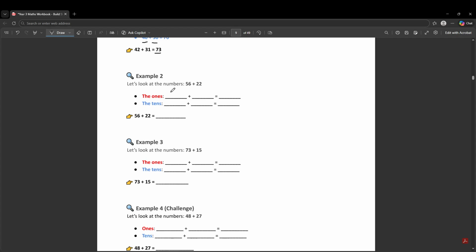Now let's have a look at another example. 56 plus 22. So we're going to break this down. We have the ones, which is going to be 6 and 2, and this will give us 8. And the tens, we have 5 for the first one, so 50. And the second one will be a 2, so 20. And this will give us 70. Now when we add these two together, we'll have our answer as 78.